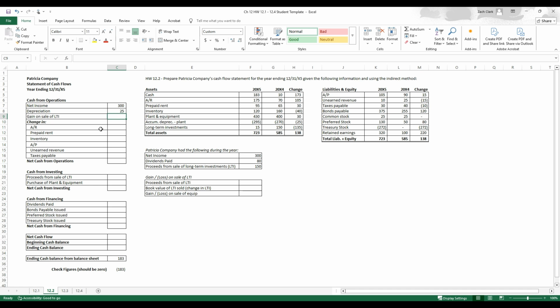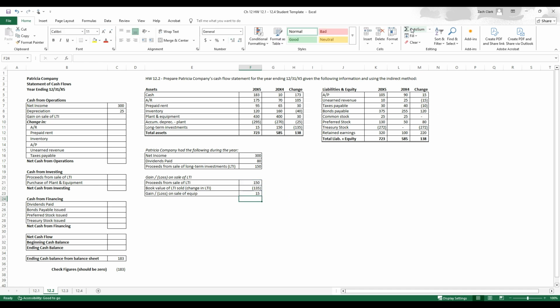Then we have gain on sale of long-term investments. It tells us our proceeds from the sale of long-term investments, so we'll link to that. Then we need to figure out the book value of those investments. We can see right here that we didn't buy any investments, so the only activity in the long-term investments account was the sale of those investments. The balance change was a negative 135, so what we sold was the book value.